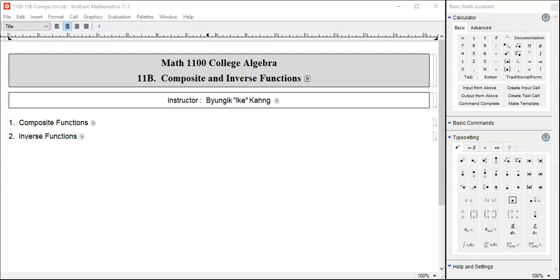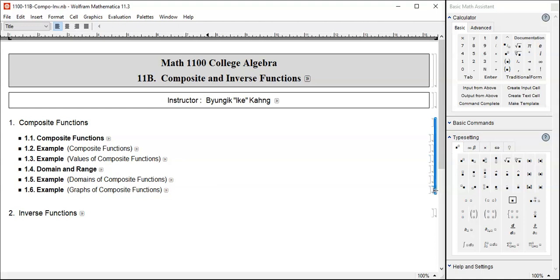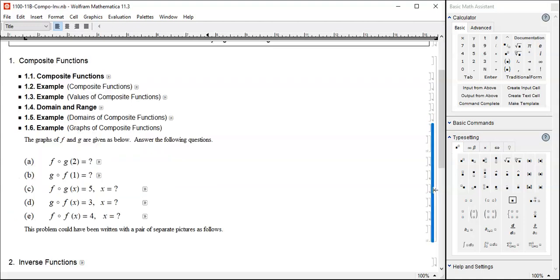Hello students, welcome back. The final topic from section 1 of this notebook is graph problems on composite functions.